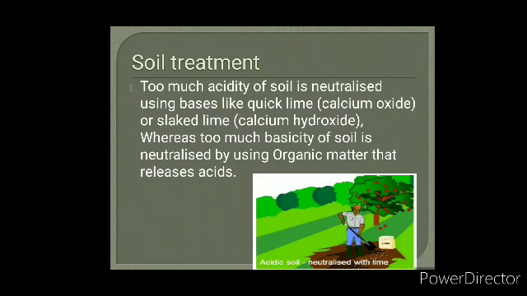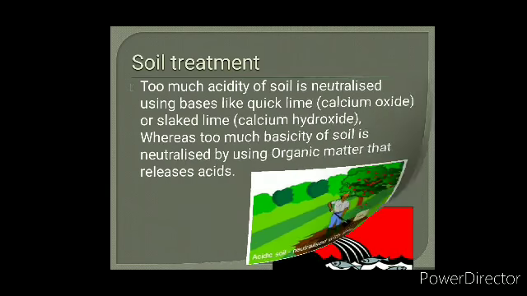If the soil is basic, then we need to add organic matter, organic compost. Organic matter releases acids which will neutralize the basic nature of the soil, and if it gets neutralized, then our plant will grow much better. For this, we need to neutralize the soil. If the soil is too acidic, we need to add some base. If the soil is too basic, then we need to add some acid to it.